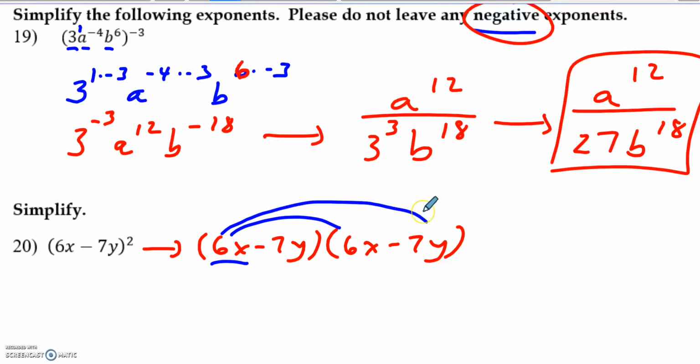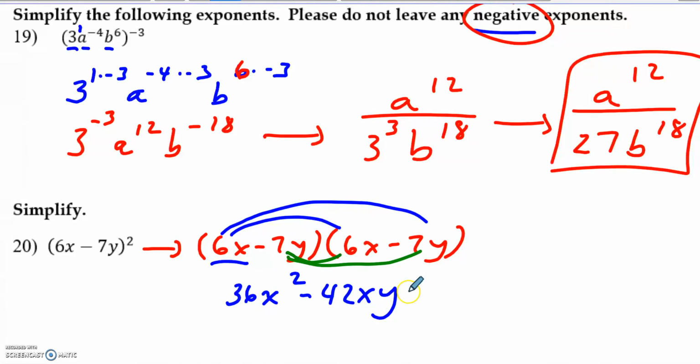If I distribute the 6x to both, 6x times 6x is 36x squared. 6x times negative 7y is negative 42xy. If I look at distributing my negative 7y now to both, negative 7y times positive 6x is also negative 42xy. And yes, y times x is the same as x times y, so I just kept it alphabetical. And then negative 7y times negative 7y is a positive 49y squared.